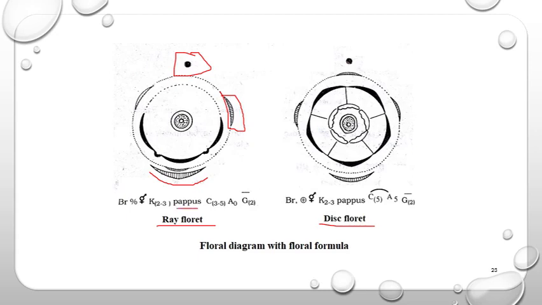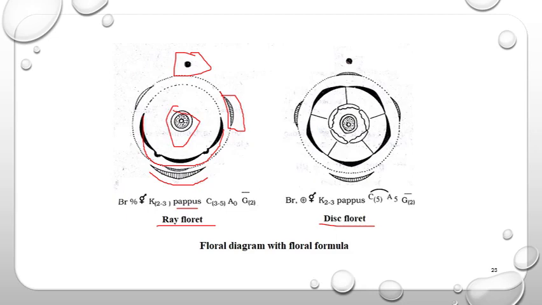After this we have the corolla or petals. These are the petals, and after petals the male part is absent in ray floret. Then we have a gynoecium, in which the ovary is bicarpellary and syncarpous, and the ovary is inferior.